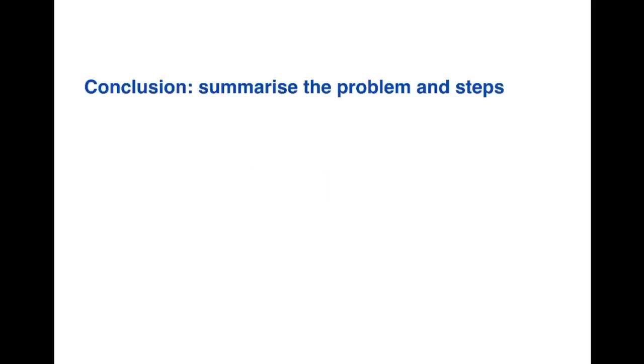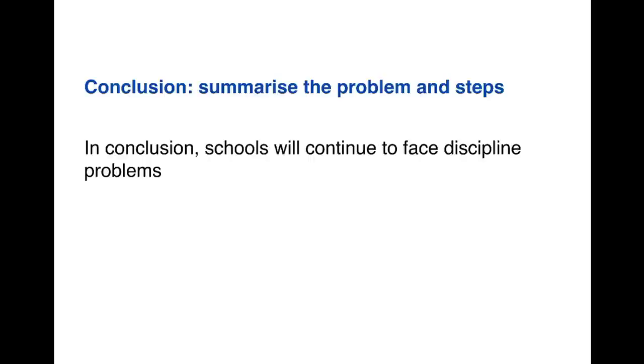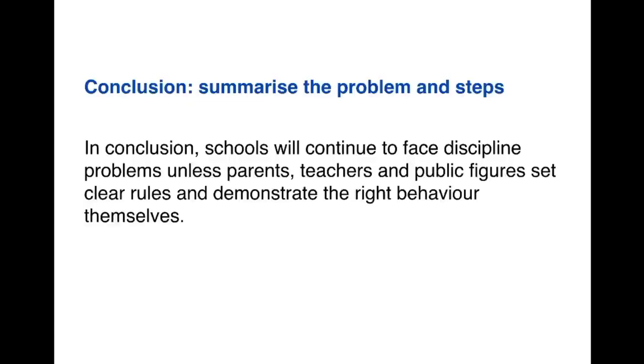We said that we were going to summarise the problem and the steps, and now we know what the problem or the causes of the problem are. We know the steps as well that we've given. If we think back, we had the teachers, the parents, or parents, teachers, and celebrities, and we had some steps for each. Let's start by giving the problem again, summarising that problem. In conclusion, schools will continue to face discipline problems, and then mention the steps. Unless parents, teachers and public figures set clear rules and demonstrate the right behaviour themselves.